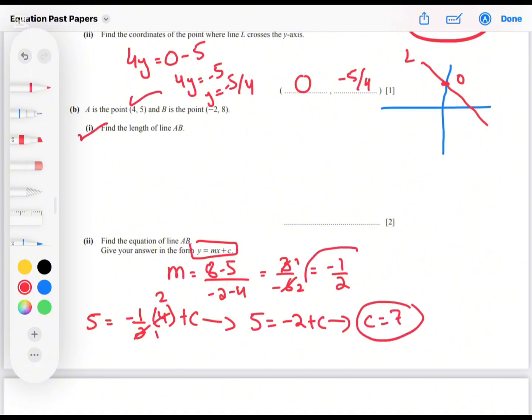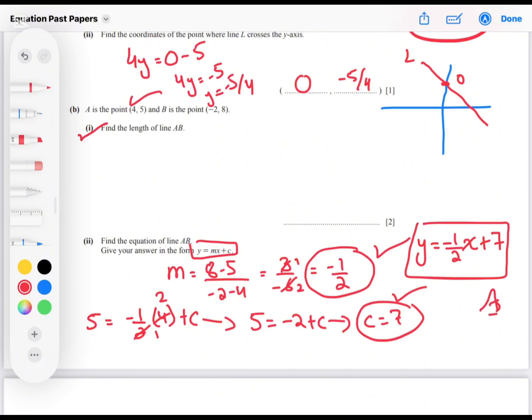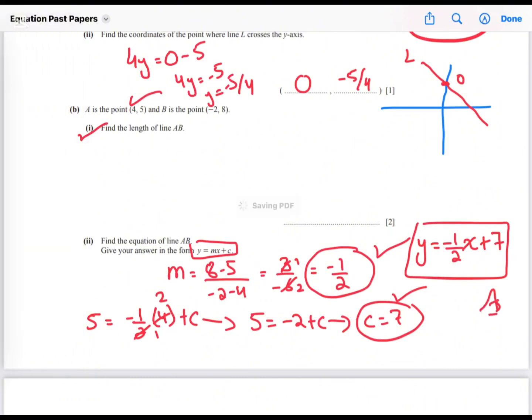So we got both the values, the slope and the y-intercept. Now just put the values in this equation: minus 1 over 2 is the slope and positive 7 is the y-intercept. This will be our final answer. I hope there is no confusion in these questions.